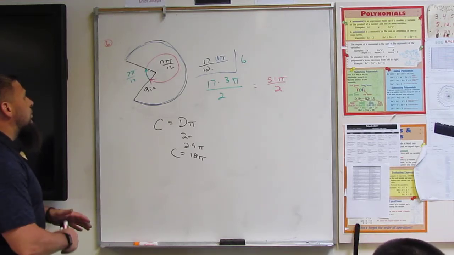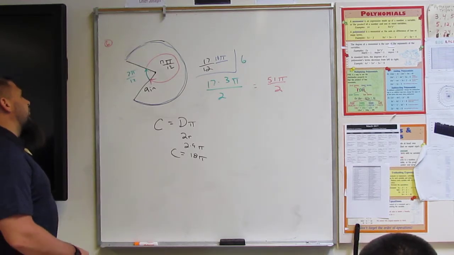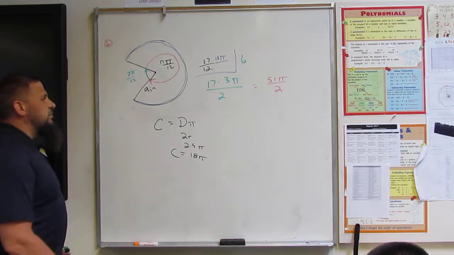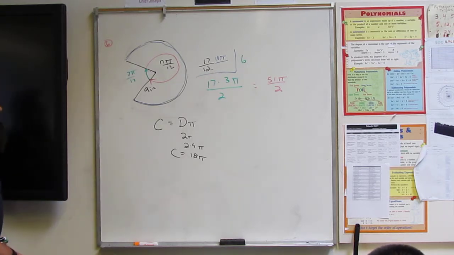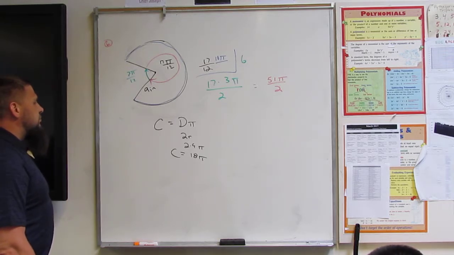What did you get? Pi over 2, 51 pi over 4. Why is it half? Why is it black?